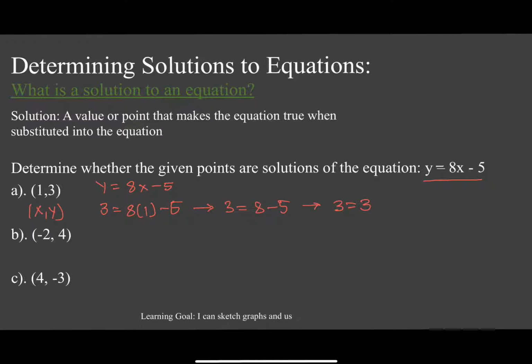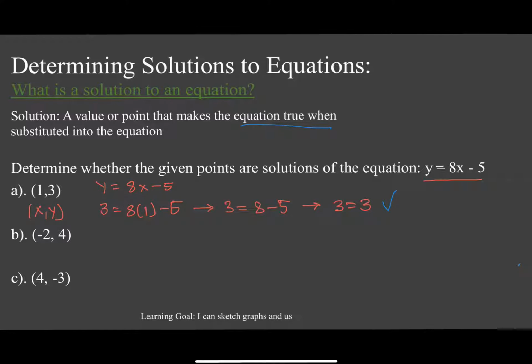And so remember, when we plug in values, we're trying to figure out if this thing is true, as our definition says, and 3 is equal to 3, in fact. So this is a true statement, which means that the point 1, 3 is in fact a solution to our equation, y is equal to 8x minus 5.